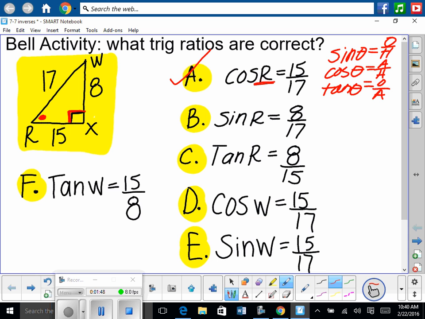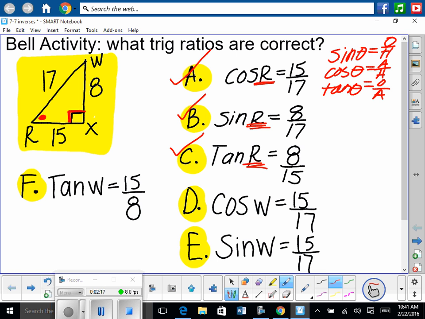Moving on to the next one, sine of R. We're still staying at angle R. Sine is opposite over hypotenuse, so opposite 8 over hypotenuse 17. Was that one true? Yes, so we clicked on it. Tangent of R: you've got to look at your angle, we're still going off R. Tangent is opposite over adjacent. Is everybody comfortable with why that's opposite and why that's adjacent? 8 over 15. Also, we click on that.